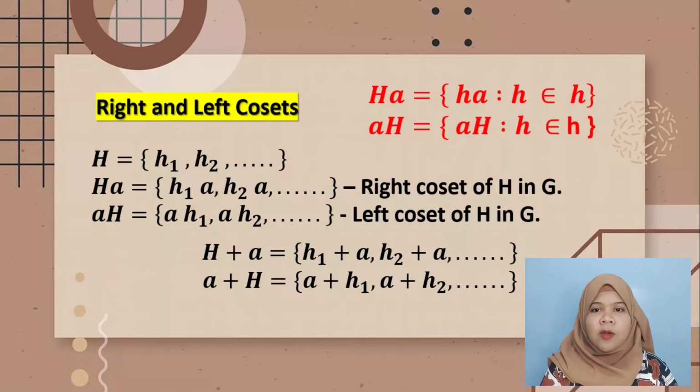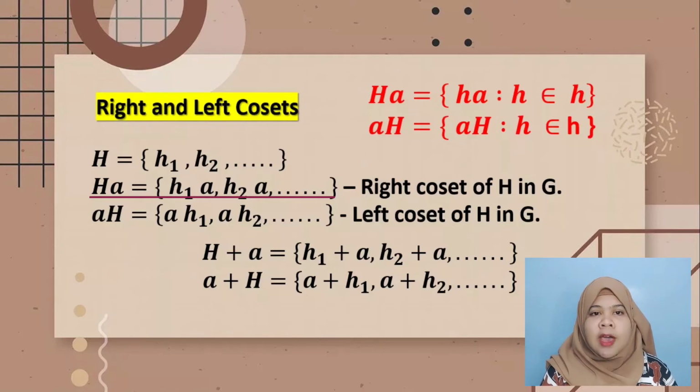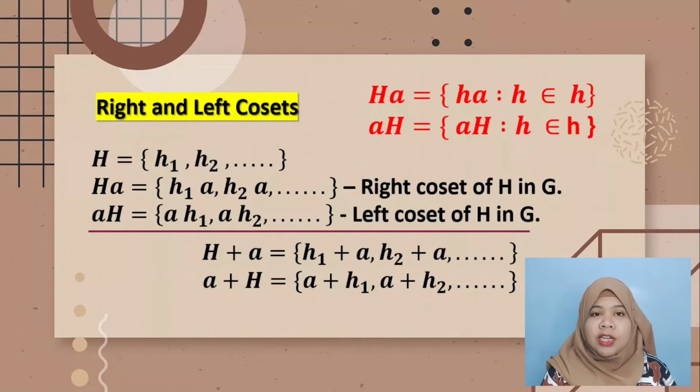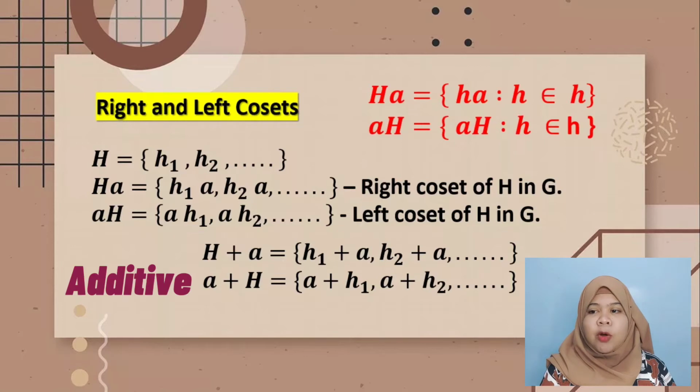Then if we suppose H is equal to {h1, h2, and so on}, then Ha is equal to {h1a, h2a, and so on}, and aH is equal to {ah1, ah2, and so on}. Then Ha is the right coset of H in G, and aH is the left coset of H in G.